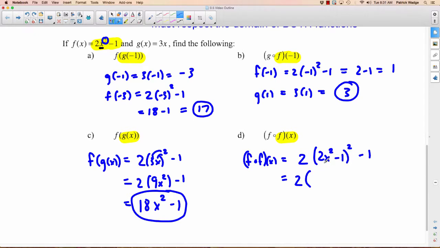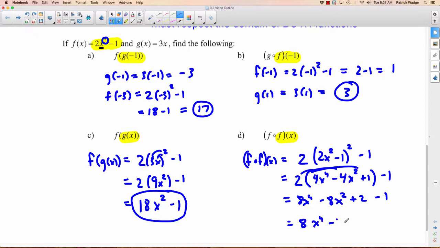So if you picture that, you're going to have 2x squared times 2x squared, which is 4x to the 4th. You're going to have 2x squared times negative 1, and then negative 1 times 2x squared, you're going to end up with negative 4x squared. I hope you can picture that. Negative 1 squared is plus 1, and then we have a minus 1 here. You've got to do the distributive property, so you get 8x to the 4th minus 8x squared plus 2 minus 1. Combine those last two terms, you get 8x to the 4th minus 8x squared plus 1.